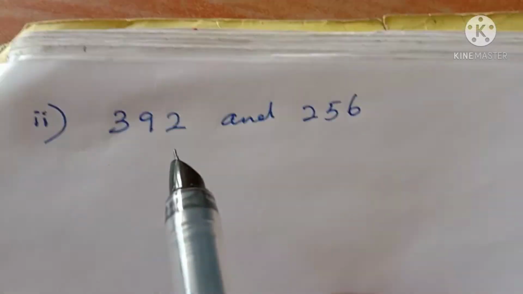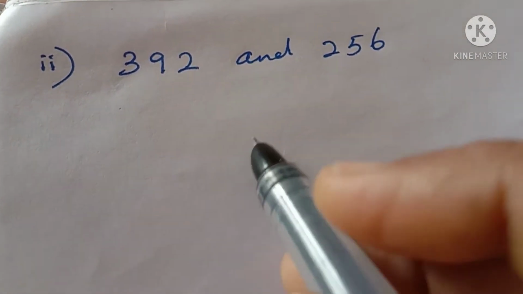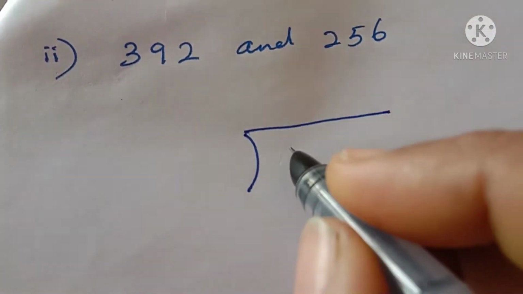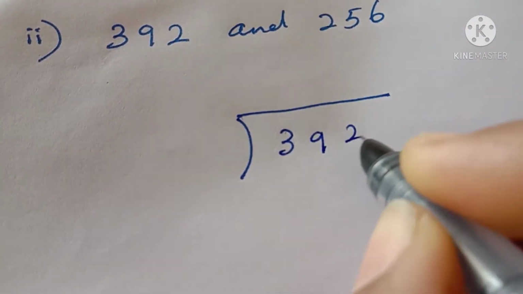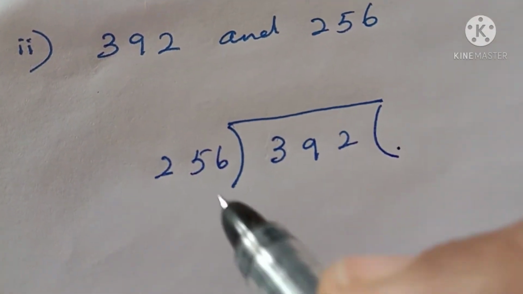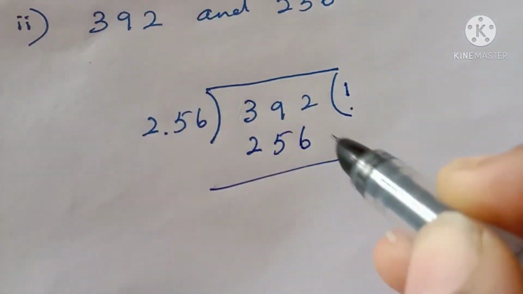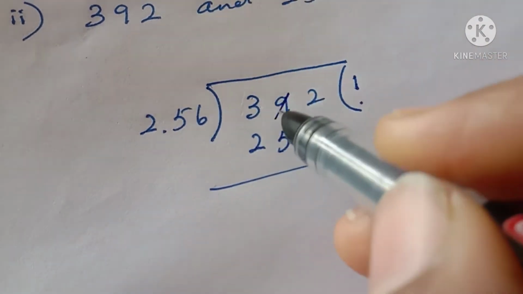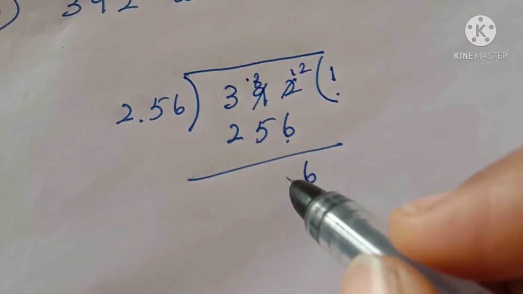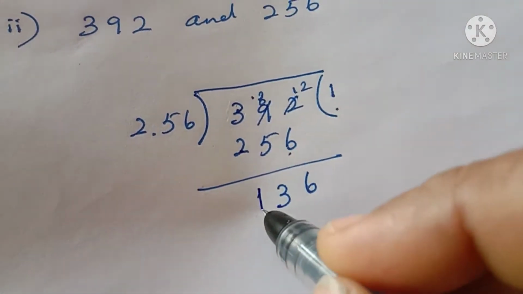Next question, find the HCF for 392 and 256. So the larger number you have to divide by the smaller number. Larger number is 392 and smaller number is 256. So 256 ones are 256. 12 minus 6 is 6, and 8 minus 5 is 3. Then 3 minus 2 is 1.